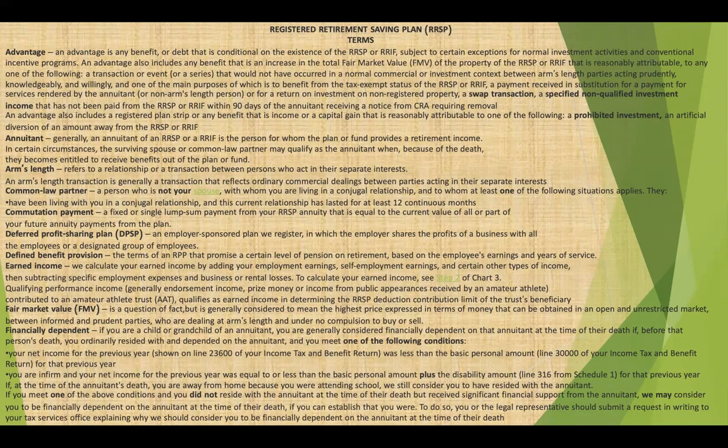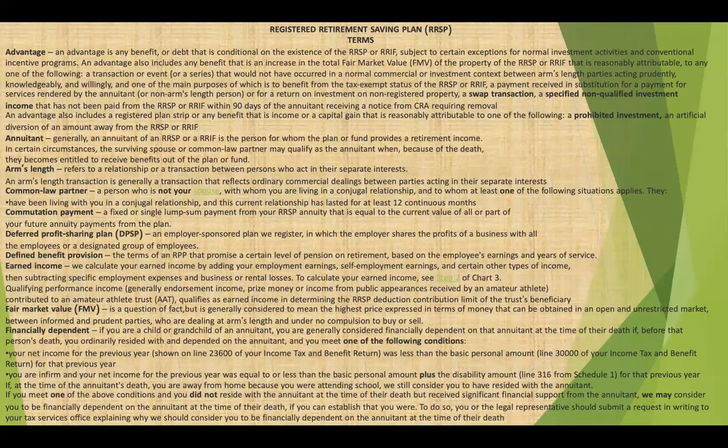Annuitant of an RRSP or RRIF is the person for whom the plan or fund provides retirement income. Then arm's length refers to a relationship or transaction between persons who act in their separate interests. Common law partner is the person you are living with in a conjugal relationship, while a commutation payment is a fixed or single lump sum payment from your RRSP annuity.